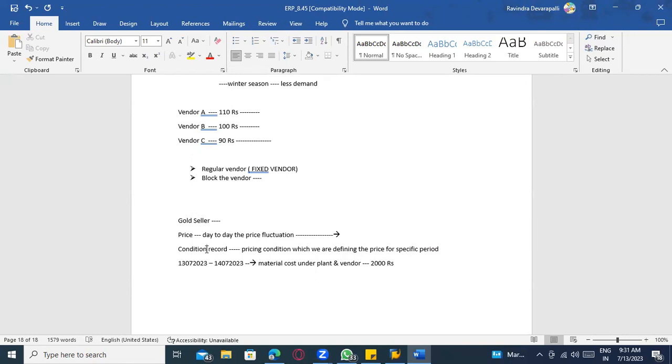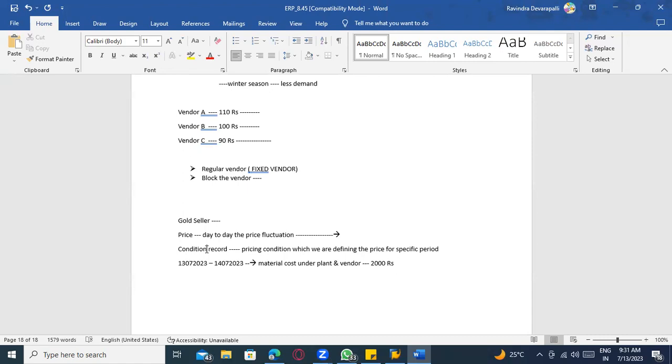What pricing condition it is: it is a gross price, a freight, a transportation, a packing, a labor cost, loading cost, unloading cost, taxes, anything. So that we are maintaining in the condition records. So condition record is mainly price related. There are so many things, but here we are talking about pricing.